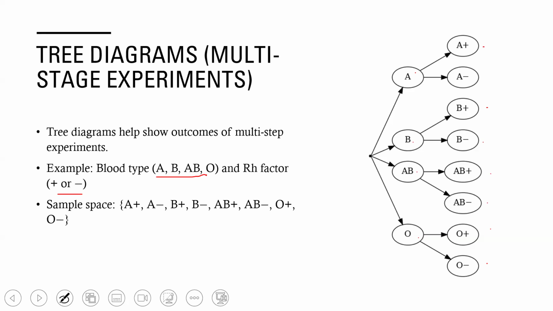Tree diagrams are especially useful when calculating compound probabilities, such as the chance that a randomly selected person has type O negative blood.